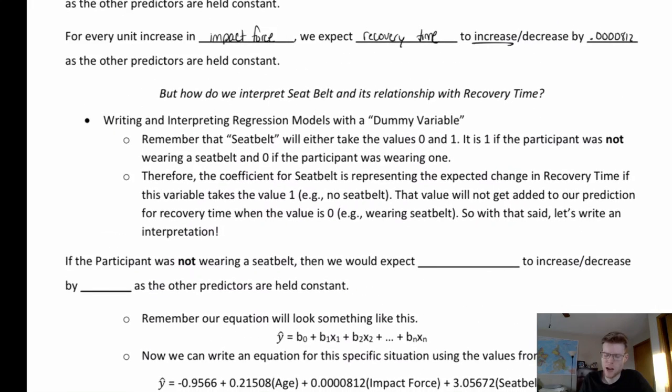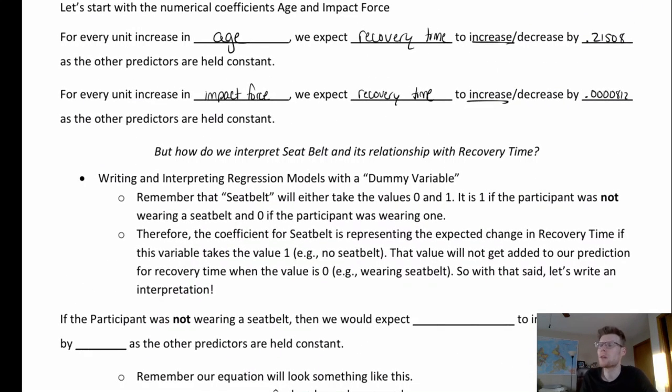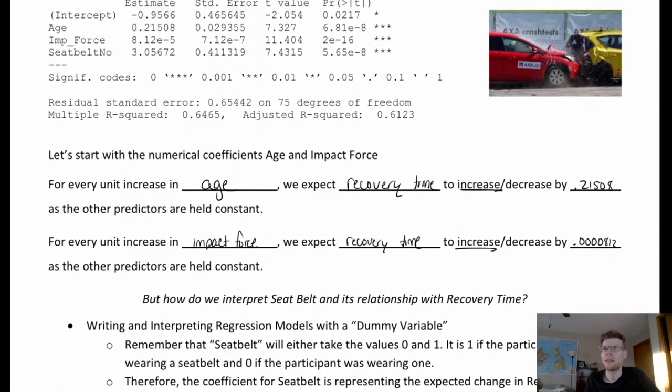Okay, so we interpreted impact force and age, but how do we interpret the seatbelt coefficient if this is a binary predictor? We can't say for every 1 unit increase in seatbelt use, right? That doesn't make any sense. And so what's going on here is that this coefficient is representing the average change in recovery time when somebody doesn't wear their seatbelt in comparison to someone who is. So if I have 2 people of the same age and same impact force, one of them is wearing a seatbelt and one's not wearing a seatbelt, this is my best guess for their difference in recovery time based on that information.